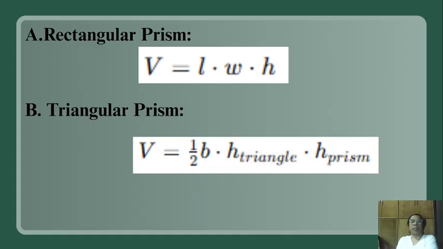And then for the triangular prism, our base is a triangle. We know that the formula for the area of a triangle is 1/2 base times the height. So the formula for a triangular prism is equal to 1/2 the base of the triangle times the height of the triangle times the height of the prism. Take note that the height of the triangle and the height of the prism are really different. The height of the triangle belongs to the area of the base.